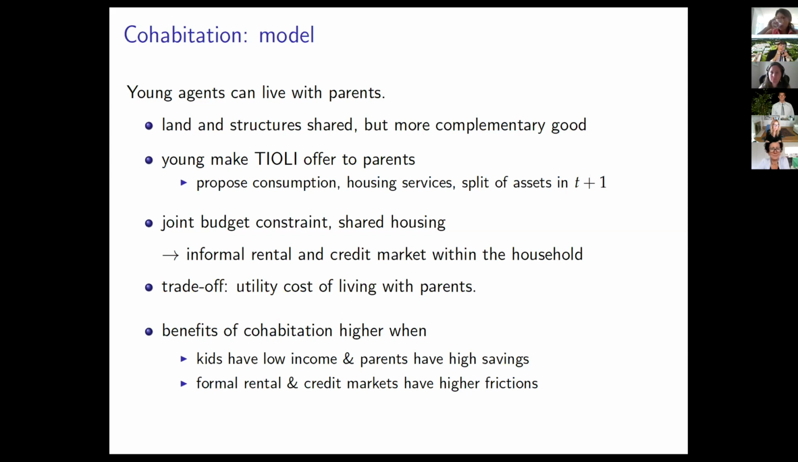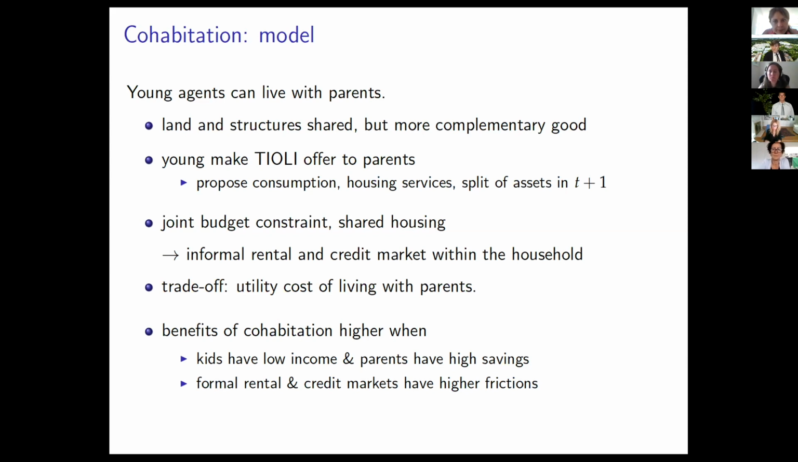Now, since all of these choices are made at the household level, there's only one budget constraint and one borrowing constraint. And on top of that, housing is shared within the family. So what cohabitation effectively does is it creates an informal rental and credit market.